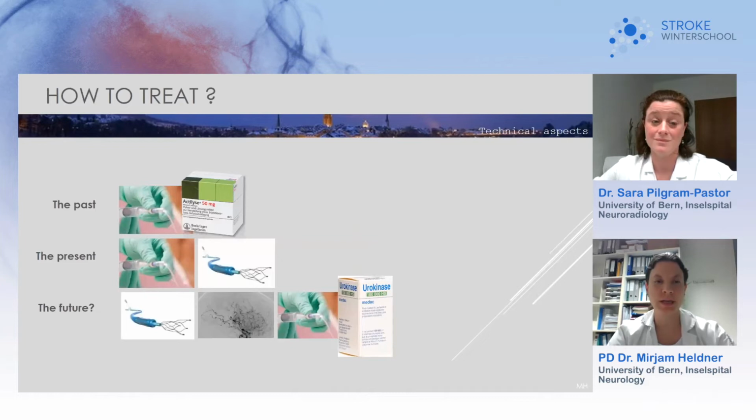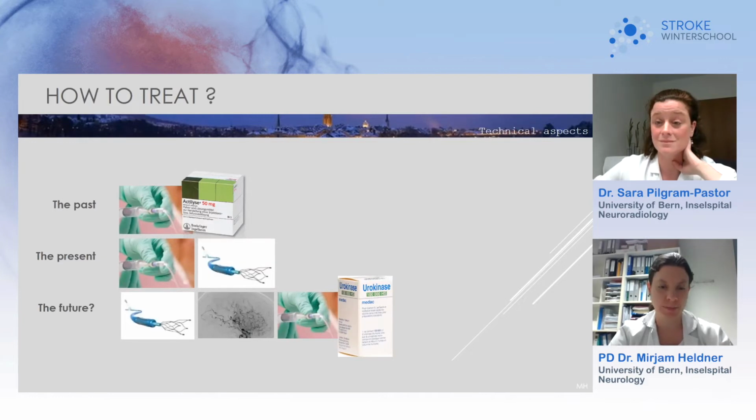So now we would like to stress, since the 90s, we have intravenous thrombolysis available. Since 2015, EVT is evidence-based. But what about the future? So will we add urokinase in future intraarterially in some patients? This is the question we would like to ask.